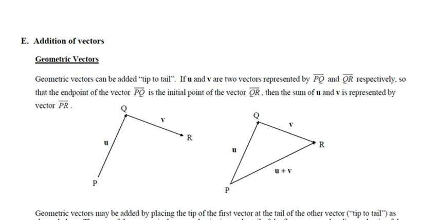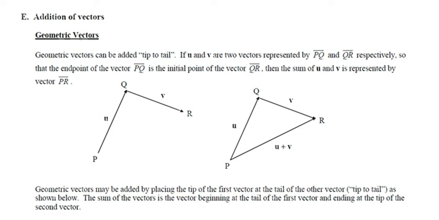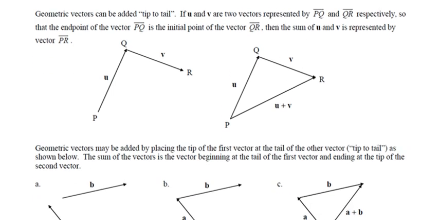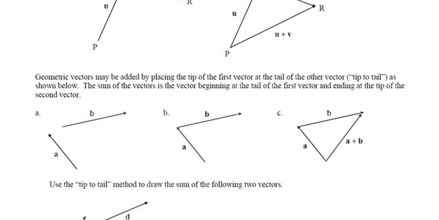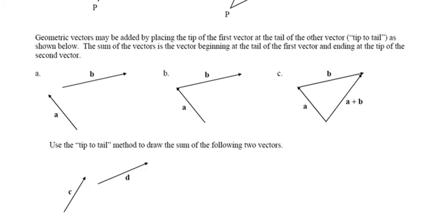So this is like, if one person walked to here and then turned and walked to here, the other person could get there simply by walking along u plus v. It's a displacement, right? So think of it as a displacement. How far am I from the starting point and in which direction? That's what u plus v is. Geometric vectors may be added by placing the tip of the first vector at the tail of the other vector. It's known as the tip-to-tail method, as shown below.